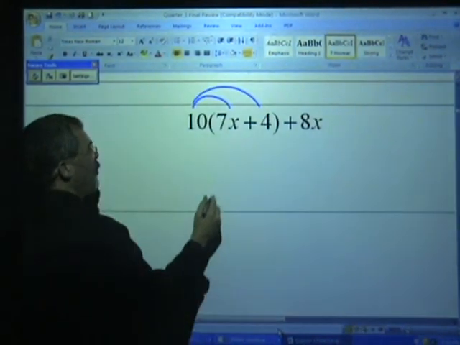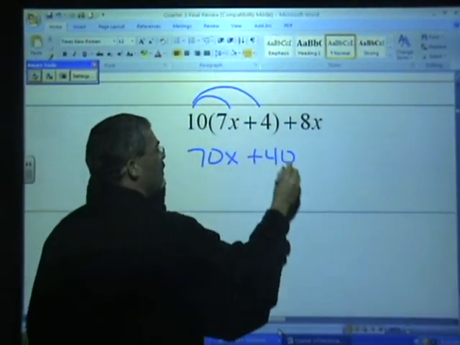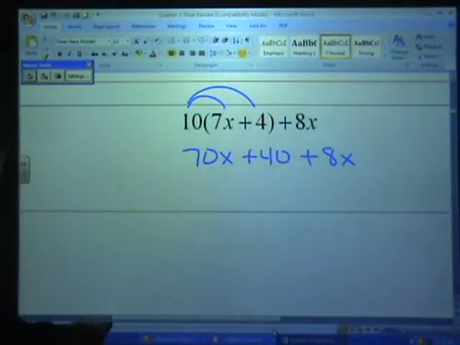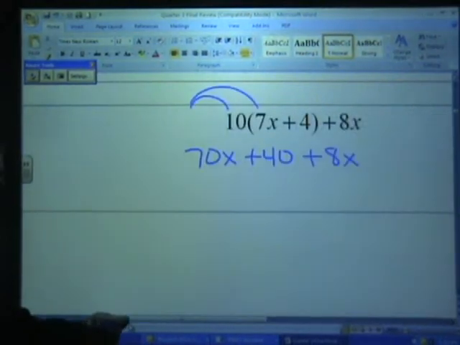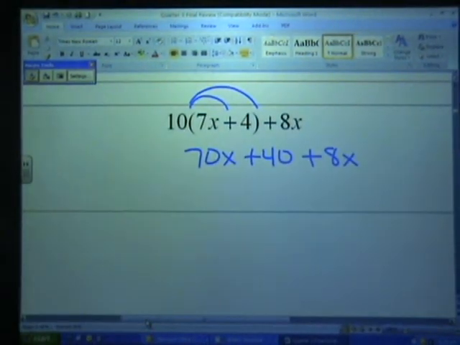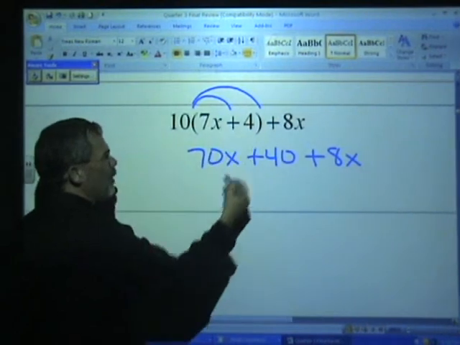10 times 7x and 10 times 4. So that's 70x plus 40 plus 8x. Is this really this simple? Let me see if this is simplified. Okay, great. This is easy, you guys. This is what we're doing in algebra readiness. This is nothing. Okay, ready? Distributive property, and now we're going to combine like terms.